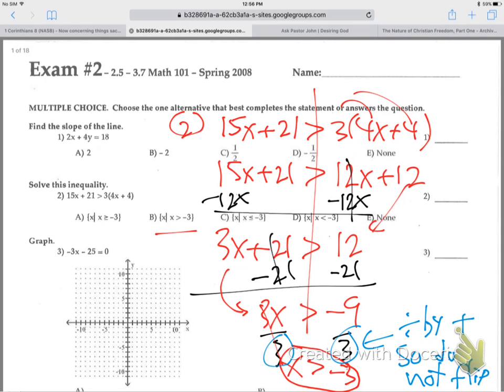Do not flip, right? So it's not what the answer is, it's what you put under the bar. If you put a negative under the bar, you've got to flip the symbol. But I put a positive 3 under the bar. The answer just happened to come out negative. But I can't control that. Good? On that one, so it's B.